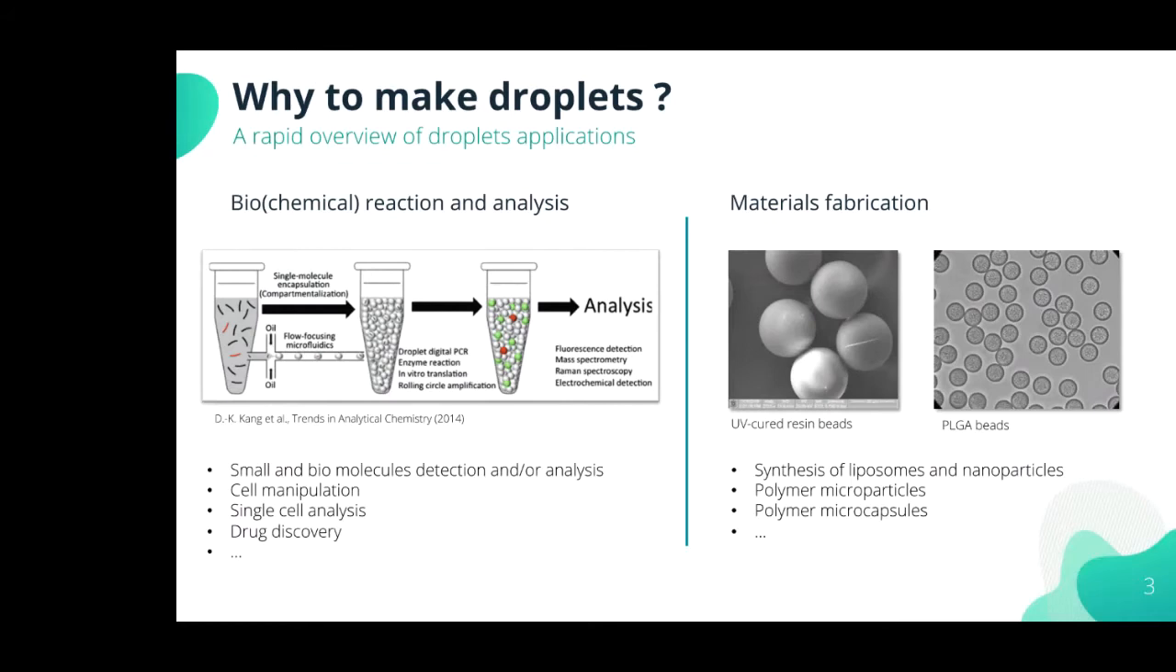For biochemical reaction and analysis, each droplet is considered as a reactor with improved mixing and mass transfer over short diffusion distances. Thus, these reactors show remarkable advantages. The first is miniaturization. The droplets are small, in the sub-nanoliter range, making single-cell or molecular analysis possible. The second is compartmentalization. Droplets can be manipulated independently and so used as individual units for reaction. The third is parallelization. Droplets are monodispersed and identical, so they provide large-scale reaction platforms for high-throughput analysis. In this category, you will find small molecule detection, cell manipulations, single-cell analysis, drug discovery, etc.